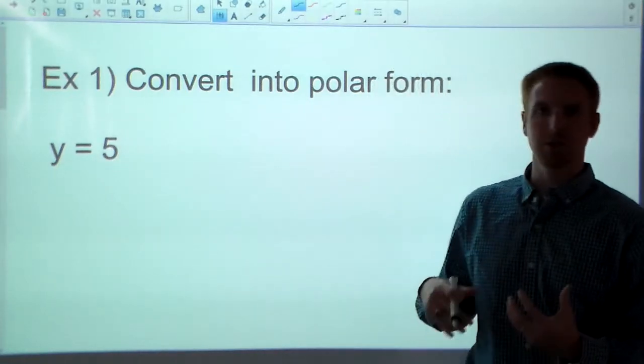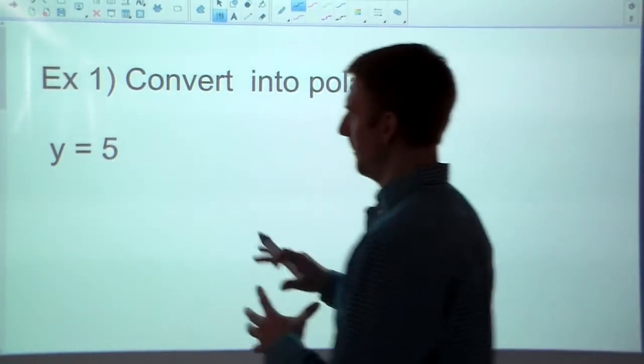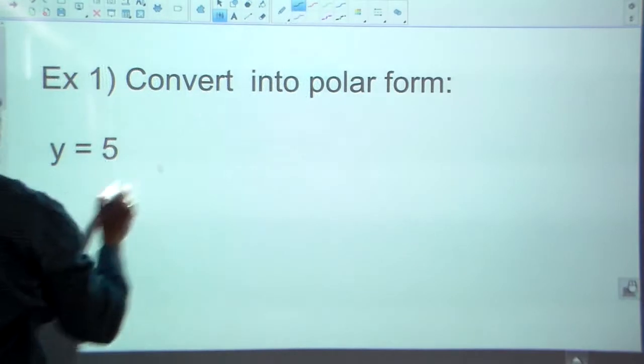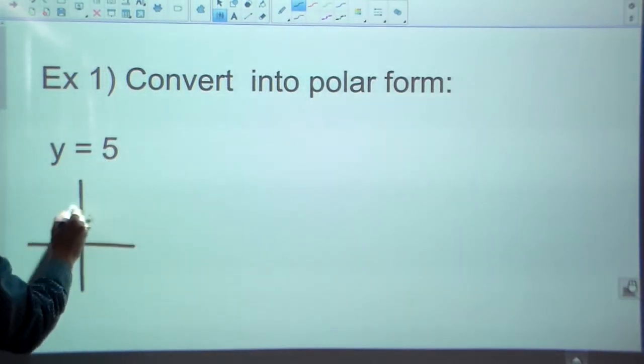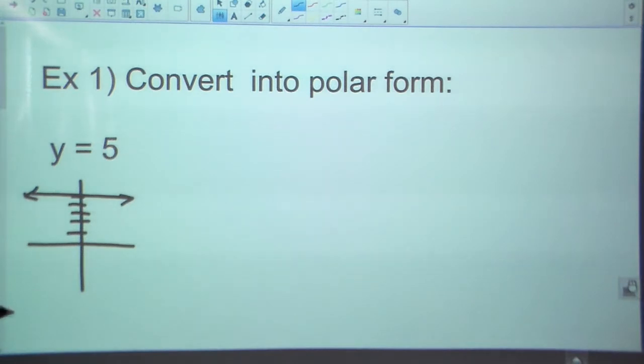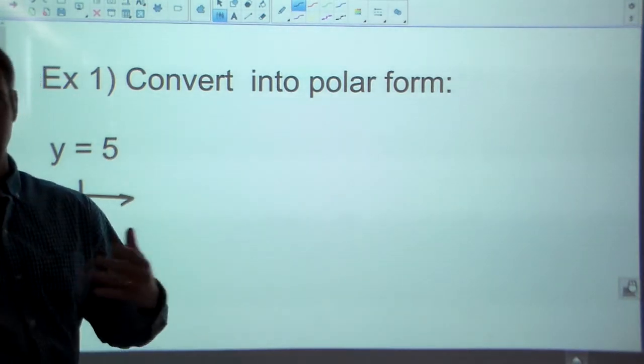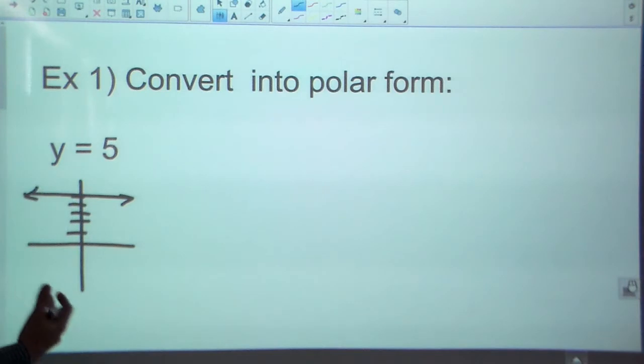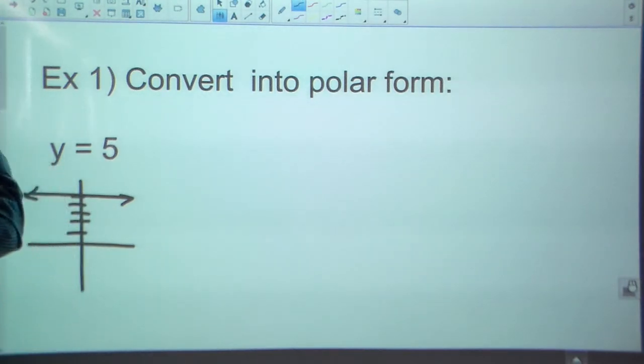Your first example says to convert to polar form. I'm just giving you y equals 5, so a function we should be pretty familiar with. That's going to be a horizontal line through 5. It looks like that. All right, before I just throw you in here and say, hey, let's get this to polar coordinates, or a polar function, let's look at what that would be.